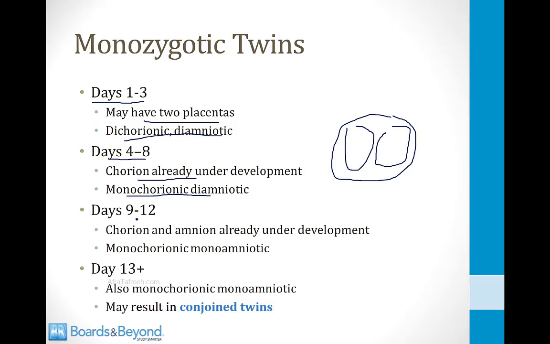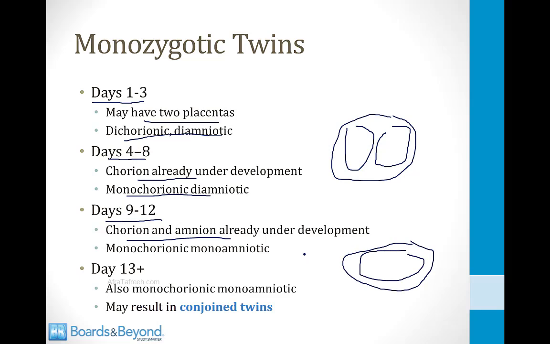If the zygote divides later at days 9 to 12, at this point, the zygote has implanted in the wall of the uterus, and the chorion and amnion are both under development. So when this happens, you're going to get a monochorionic, monoamniotic pregnancy. There's going to be one chorion, one amnion, and the two babies will be inside.